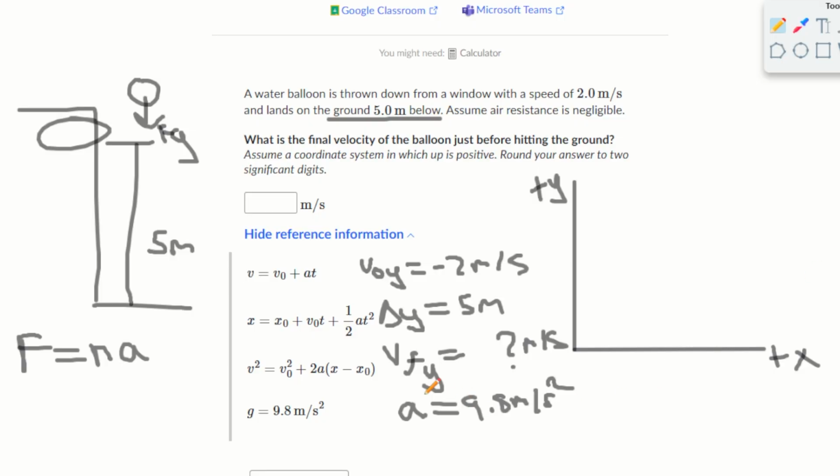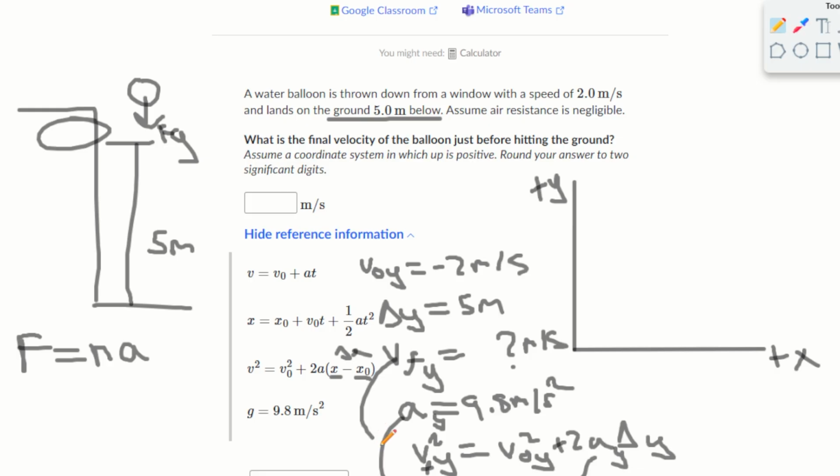Knowing that, we can write our equation, which is v squared equals v initial squared plus 2a times x minus x initial, which is the same as delta x. In this case, since we're solving in the y direction, this would be delta y, acceleration in the y, v final in the y. Knowing that, we can plug in all our values: our acceleration, our v final, our delta y, and our v initial. So we can plug everything into this equation.